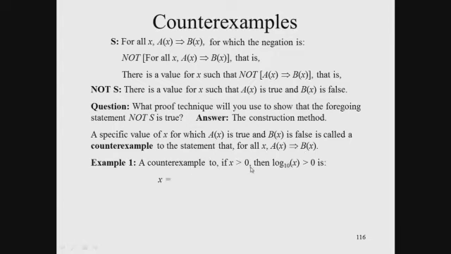If x is strictly positive, then the log base 10 of x is also strictly positive. To show that this statement is not true, we have to produce a value of x for which the hypothesis is true, A of x is true. We need a value of x for which x is positive, and log base 10 of x is not positive.